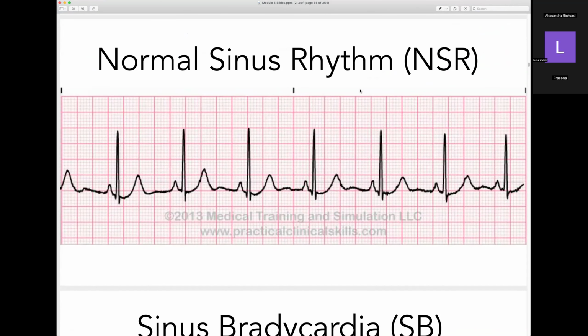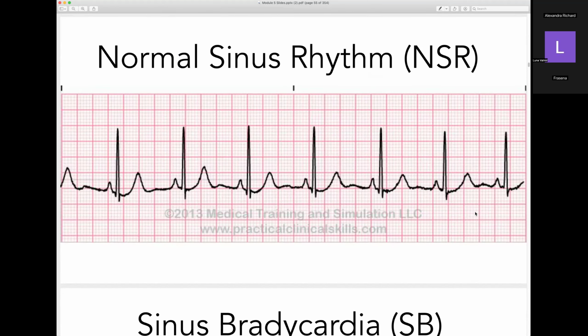So we learned normal sinus rhythm. So basically in this EKG strip, we had analyzed that there's a P wave in front of every QRS. The QRSs are all the same distance apart. We counted the QRSs 1, 2, 3, 4, 5, 6, 7. So that means the heart rate is 70 and this is normal sinus rhythm.